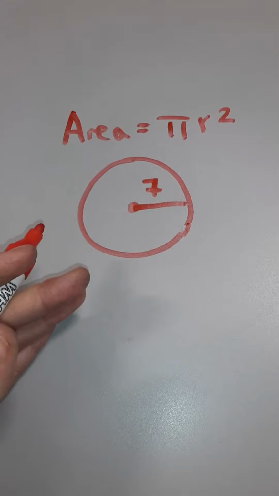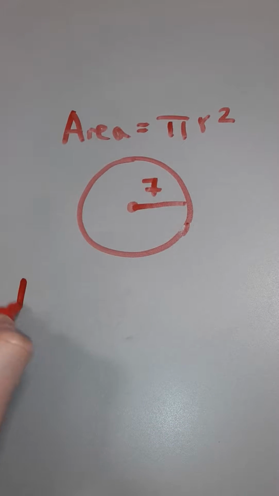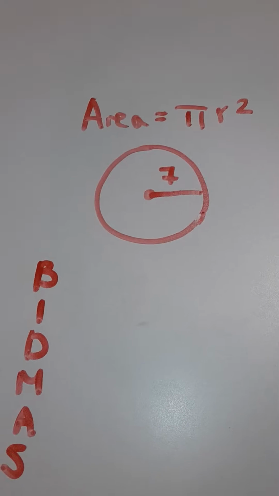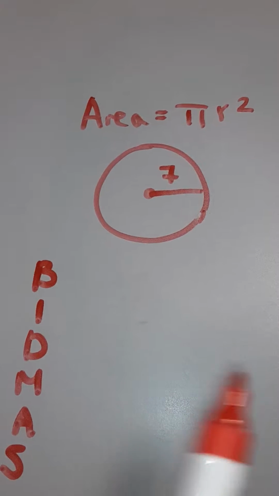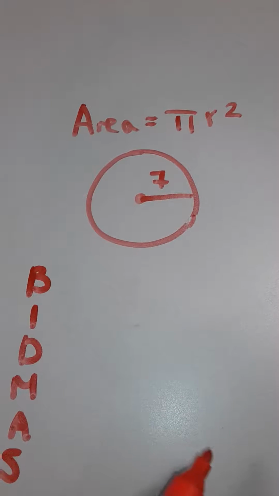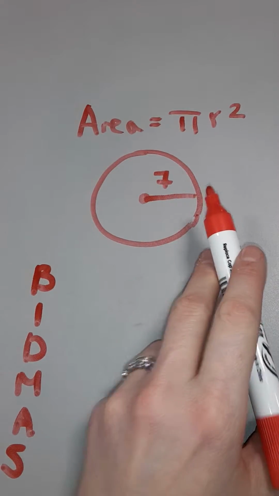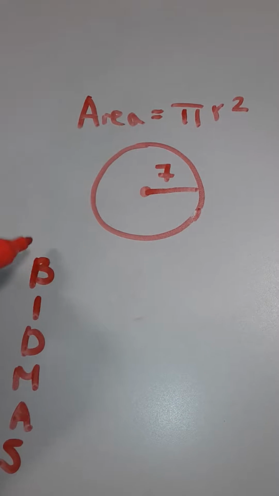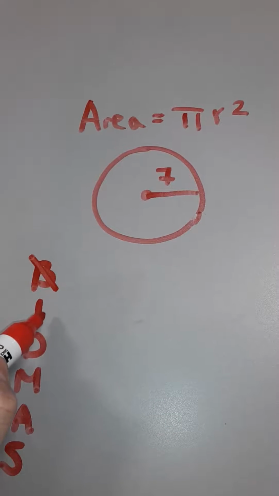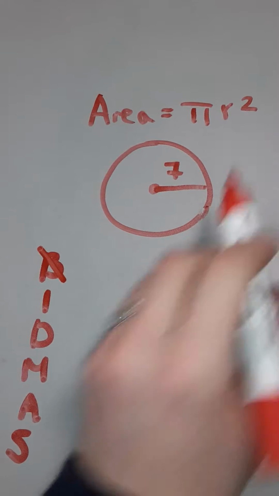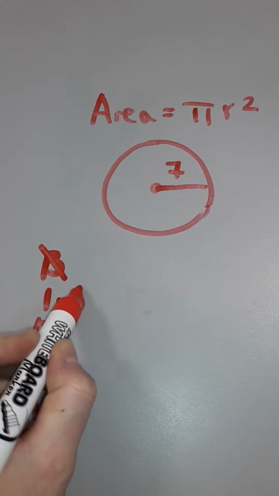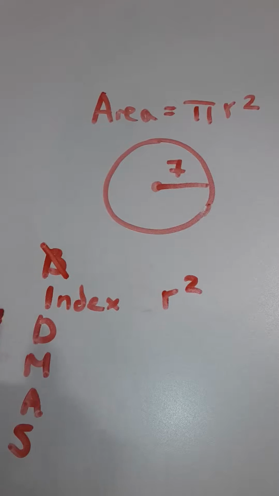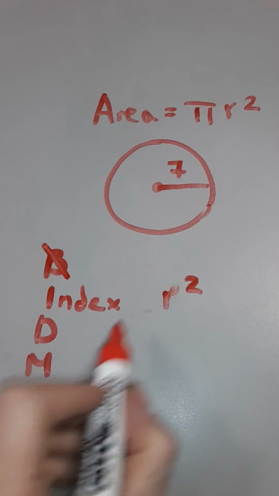So it's very, very important that you follow BIDMAS. So let's write BIDMAS out. What BIDMAS does is it allows you to do your calculation in the correct order. So, let's check. Do we have any brackets? No, we don't. Do we have an index? Yes, we do. R squared is a form of index. I'll just write that down for you. So that means that you must complete R squared before you multiply by pi.